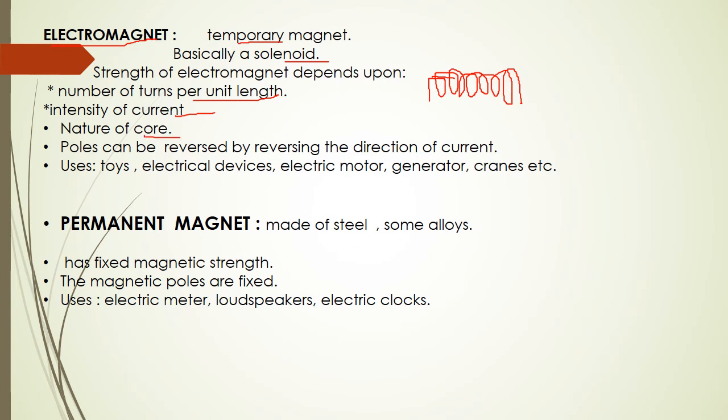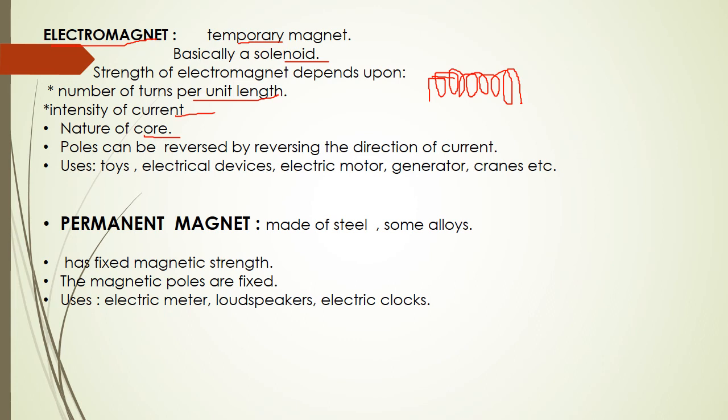Nature of core: the center part of the solenoid is called the core. If air is filled, it will have a weak magnetic field, but when we change the core, if we take a soft iron core and wrap the wire on that iron core, its magnetic strength will increase. That is why the strength of an electromagnet depends upon the nature of the core.